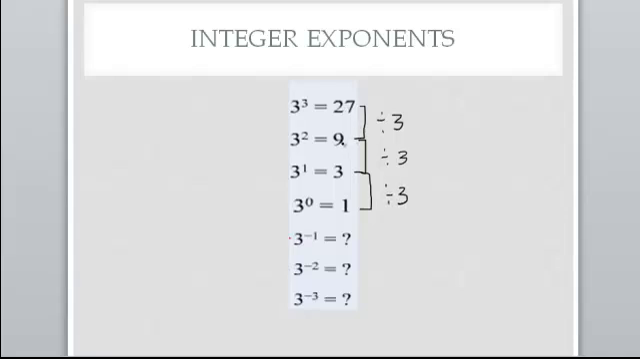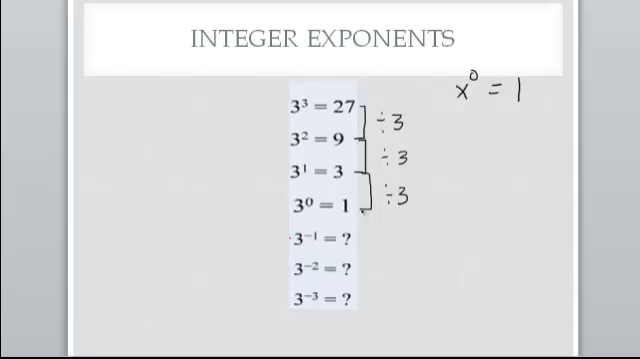27 divided by 3 is 9. 9 divided by 3 is 3. What's 3 divided by 3? It's 1. So if we decrease these exponents by 1 each time, it's just like dividing by 3 each time. That's how you can know that 3 to the 0 power is equal to 1. And for future reference, anything to the 0 power is equal to 1, except for 0 itself. We'll get into that later.